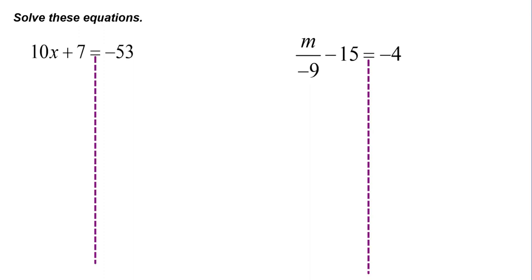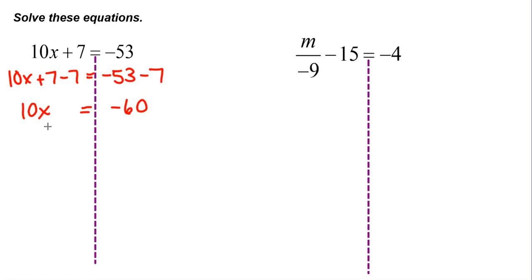So I'm adding 7. So what I want to do is subtract 7 from both sides, and that will get rid of that addition on the side with the variable. Always working on the side with the variable. So 10x plus 7 minus 7 is just 10x, and negative 53 minus 7 is negative 60. So now that first step is done. So step 1 was to get rid of the addition.